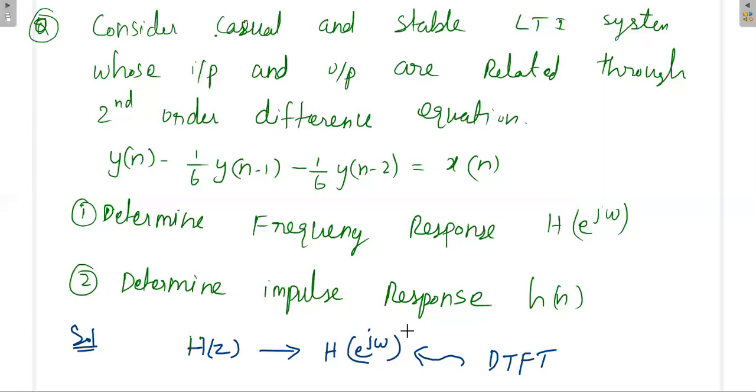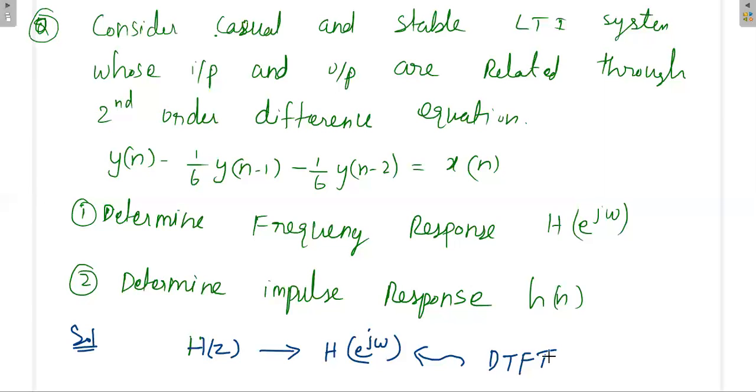Once you operate with Z transform, finally don't forget to replace everything with z equal to e power j omega. So now we'll try to proceed directly with DTFT. For this difference equation, we'll apply the DTFT on both sides. Then finally we have to find out what h of n is. Once we calculate H of e power j omega, then we have to calculate h of n. There is no confusion: the given system is causal and also stable.